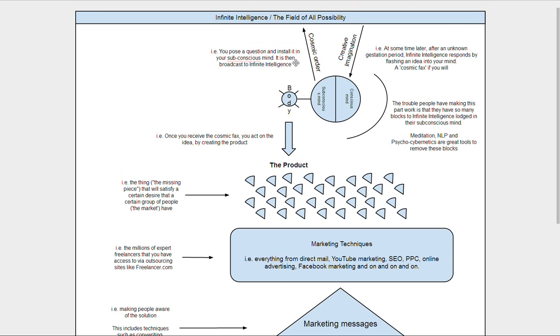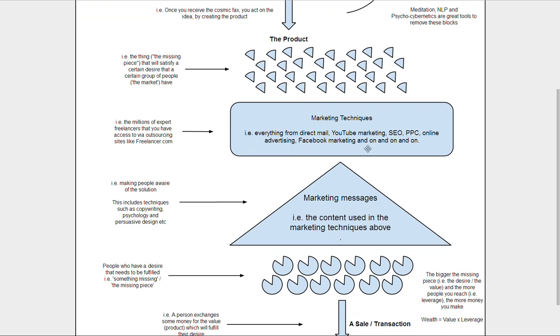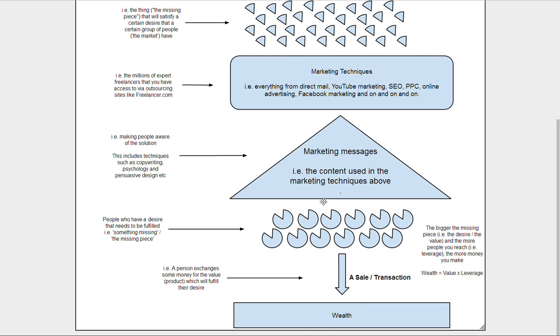And right up here we were talking about spirituality basically, and quantum mechanics and all that sort of stuff exists here. So you've got spirituality there, you've got kind of manufacturing and product creation there, you've got marketing techniques there, and you've got persuasion here. So I've bolted all those three together. So once the marketing message goes out to people, right? So I put here people who have a desire that needs to be fulfilled, i.e. something missing, or people that need the missing piece.